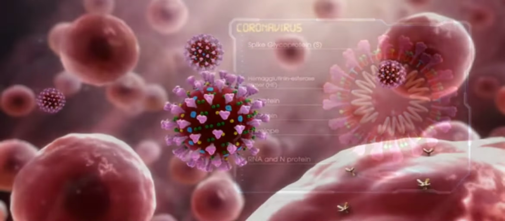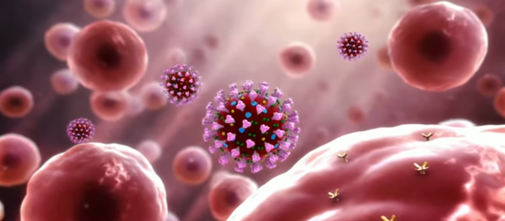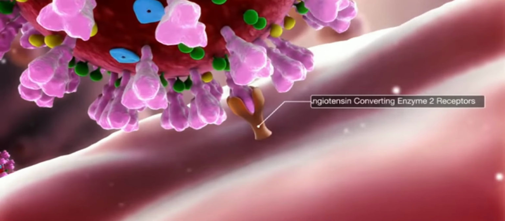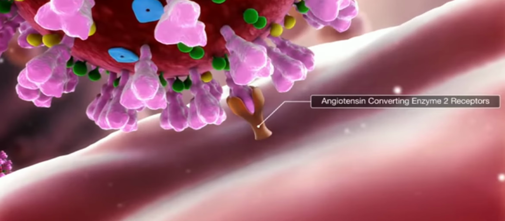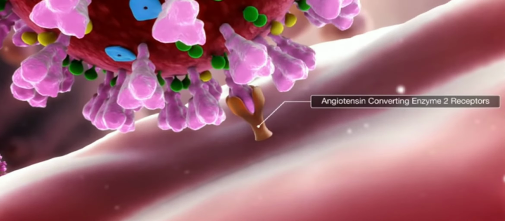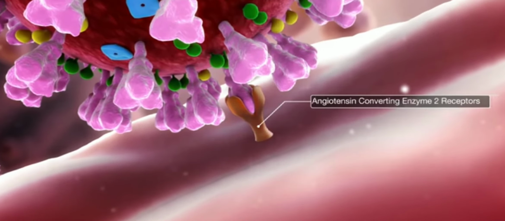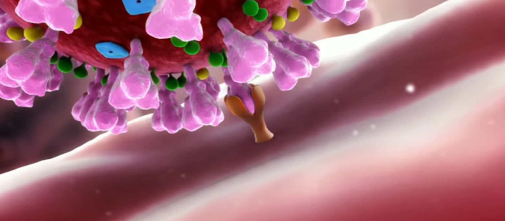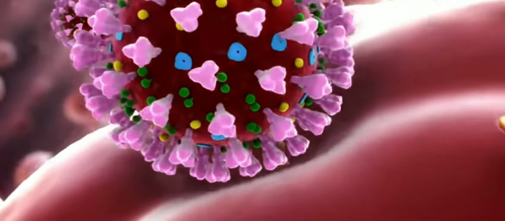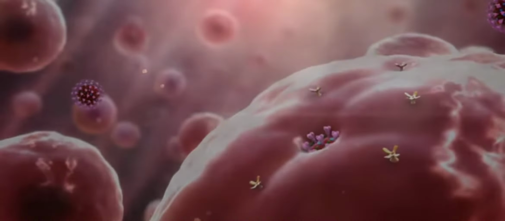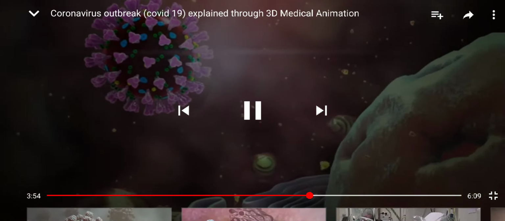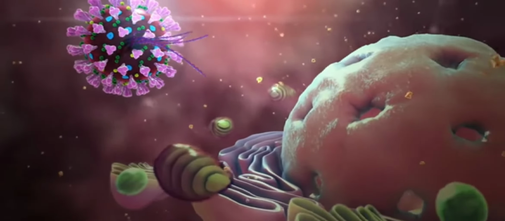The large S glycoproteins are used by the virus to gain entry to human cells. They most likely attach to angiotensin-converting enzyme 2 receptors on the cell membrane, allowing the virus entry. The exact mechanism for this is not known. Most likely, as shown here, the human cell ingests the virus in a process known as endocytosis. Once inside the cytoplasm, the endosome opens to reveal the virus's genetic material, a single-stranded RNA.